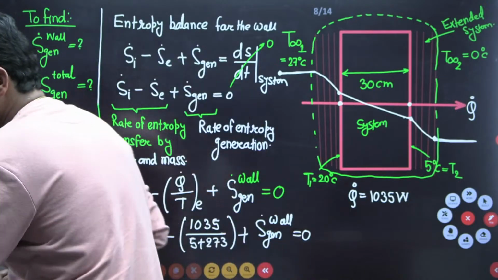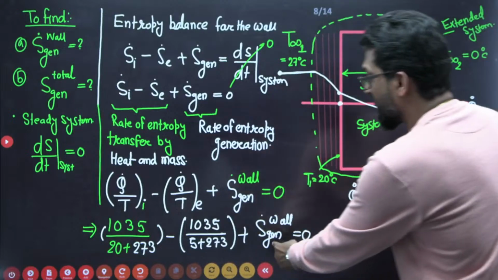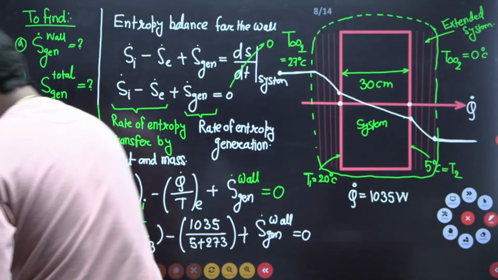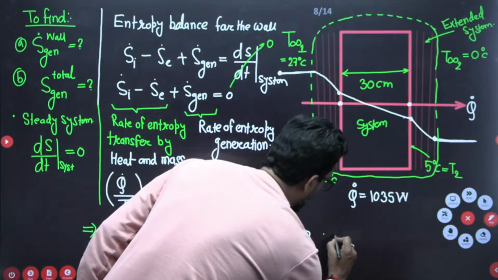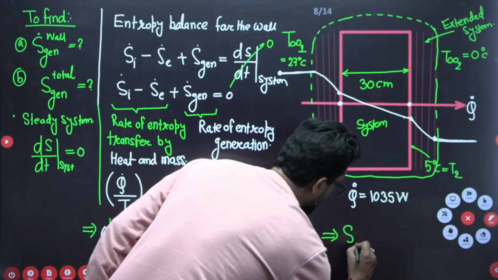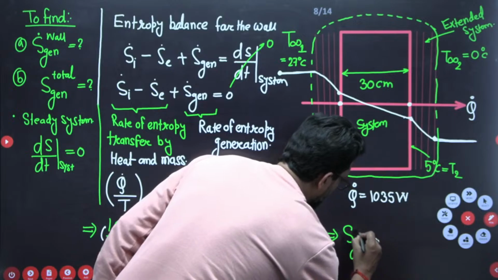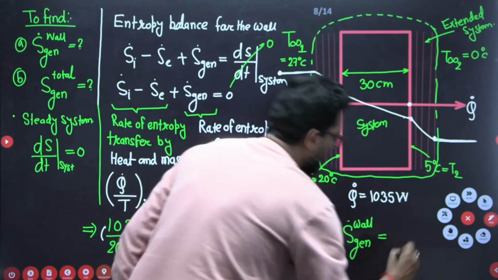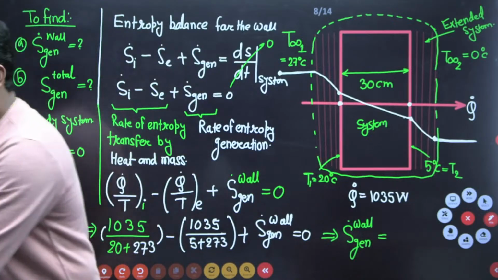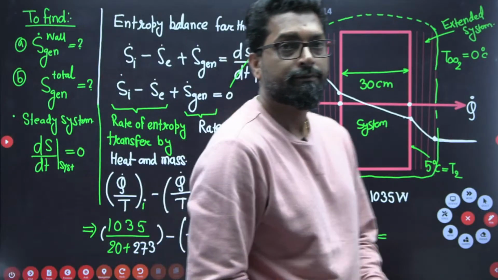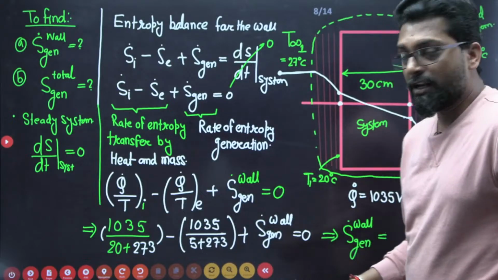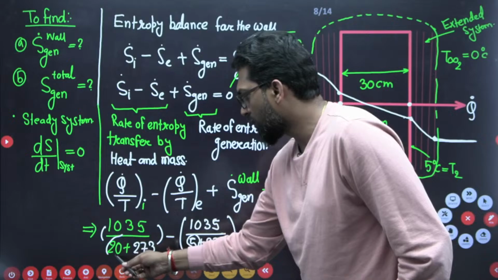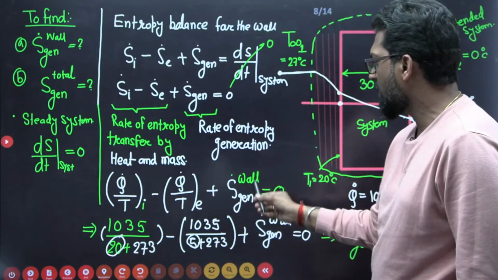Now you can easily find the entropy generation of the wall. Solve it, and you can easily find it. How much, beta? Vivek, how much is the entropy generation of the wall? Please reply in the comment box. So the temperature is very important. Here the temperature is 5 degrees and here the temperature is 20 degrees. Why? Because the system is our wall.